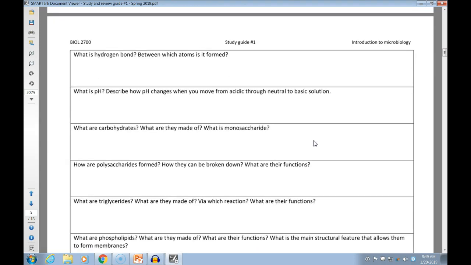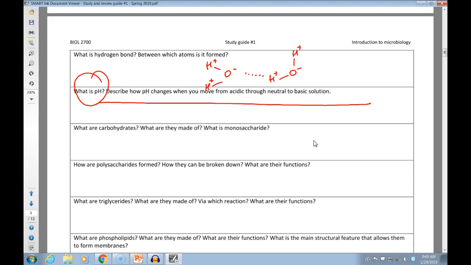Hydrogen bonds. I want to make it super clear since I screwed up on the slide. Hydrogen bond is between partially negative oxygen and partially positive hydrogen. Cool? I don't take pluses and minuses as complete charges. I'm too lazy to write little delta. pH, concentration of hydrogen ions. All you need to know about this: low pH is acidic, high pH is basic, 7 is neutral.